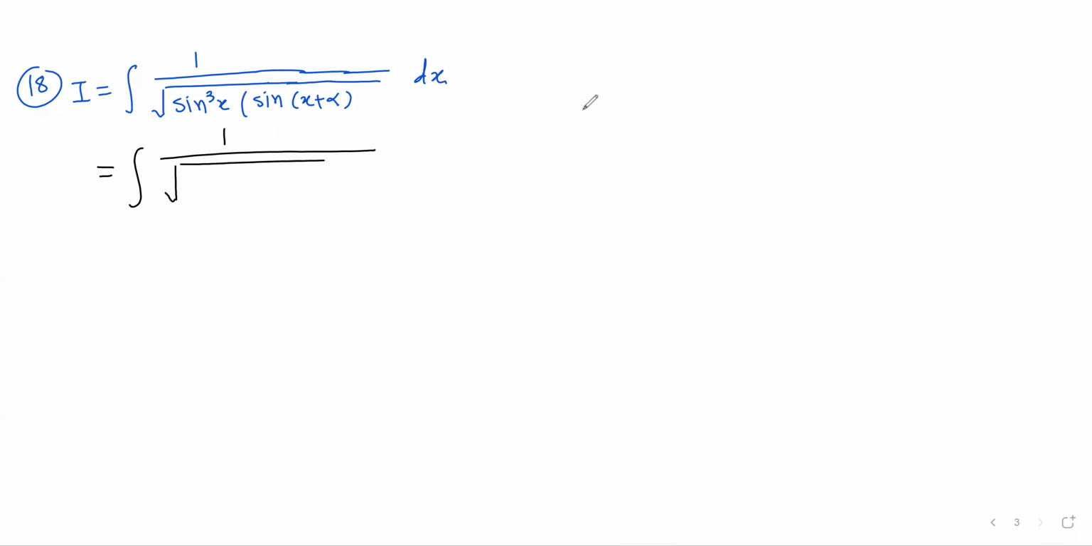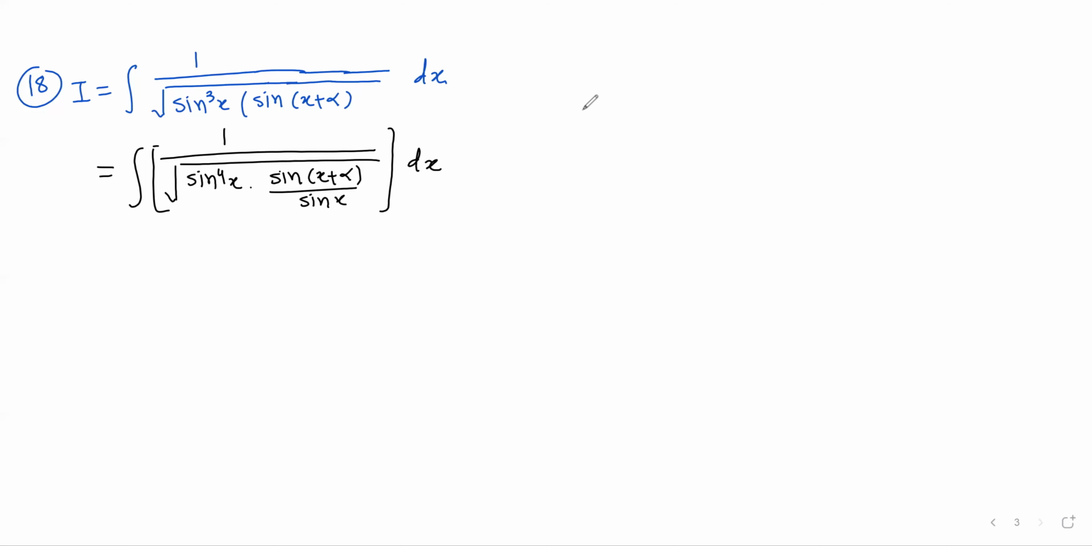Multiply and divide by sin x. So here it becomes sin raised to 4x into (sin x plus alpha upon sin x) dx. This one is your key step. If you don't remember this step, you cannot do anything. Okay, so this one is your key step.